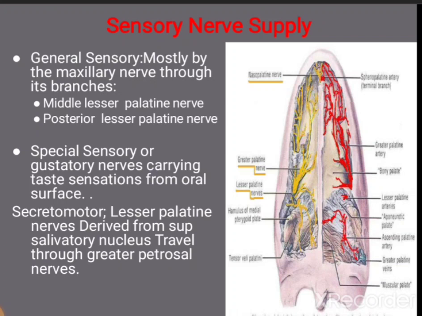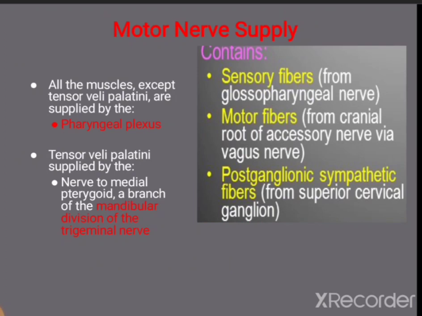the gustatory nerves, that is the taste sensations from the oral surface, and the secretomotor fibers are arising from the lesser palatine nerves derived from superior salivatory nucleus, travel through the greater petrosal nerve, branches of the facial nerve. Then the motor nerve supply of these muscles: all the muscles of palate are supplied by the pharyngeal plexus, except the tensor veli palatini. Tensor veli palatini is supplied by the mandibular branch of the trigeminal nerve.